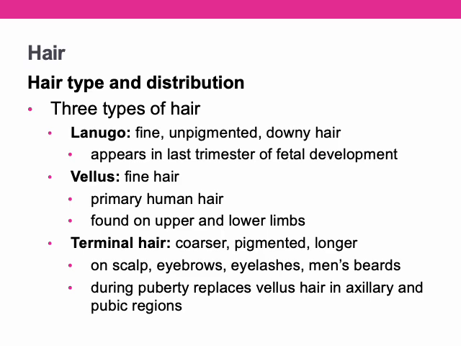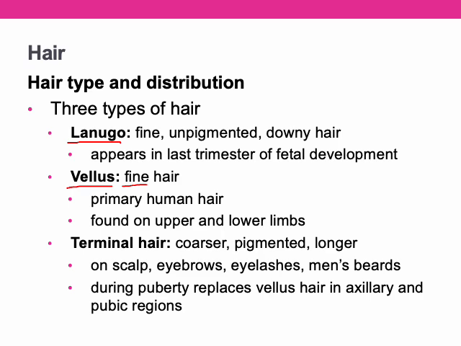There are three different types of hair we will be talking about. The first one is lanugo. Lanugo is a fine downy hair, usually unpigmented. It can be found in a developing fetus, specifically at the last or third trimester, and usually by birth is replaced by the vellus hair. Vellus hair is also fine hair, similar to lanugo. It usually can be found on the upper and lower limbs. So the hair that you see on your forearms or your legs is considered to be vellus hair.